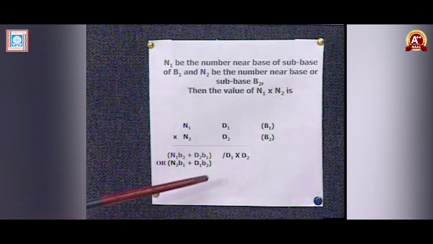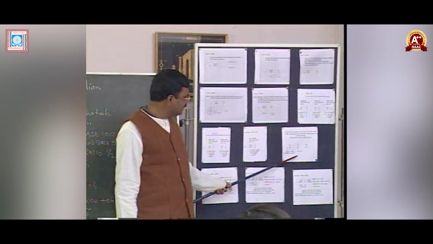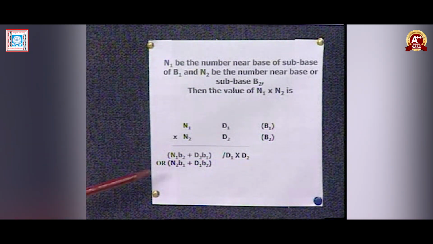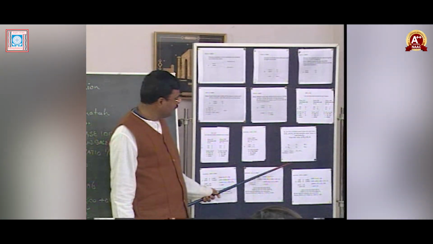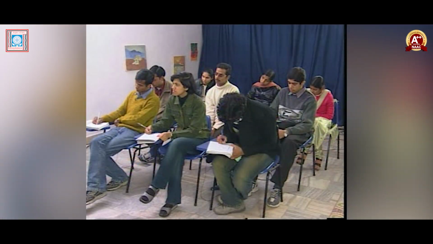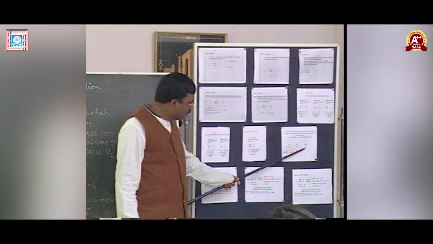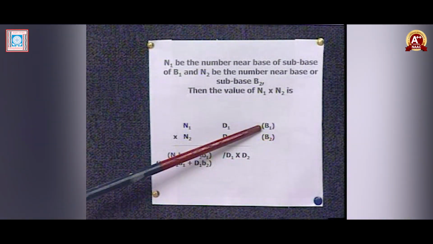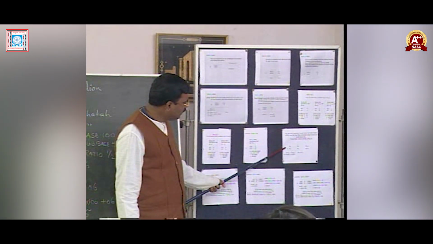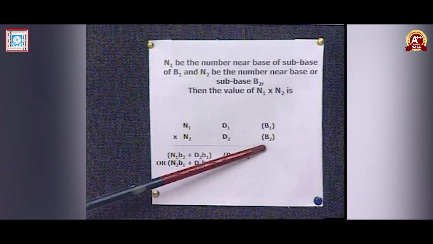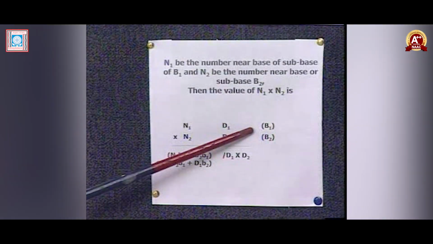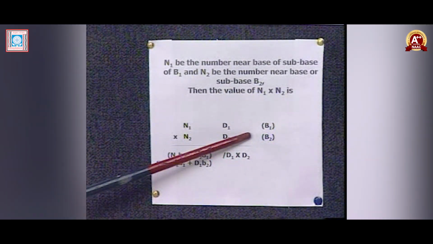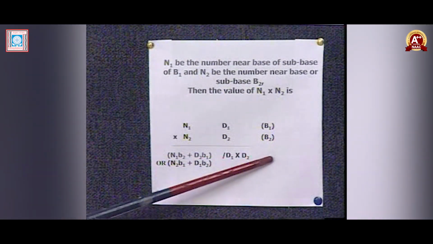To get the right part, there is only deviation multiplied by another deviation, d1 and d2. To get the left part, in the case of different bases, you have to multiply n1 by b2 plus d2 by b1, or otherwise n2 by b1 plus d1 by b2.